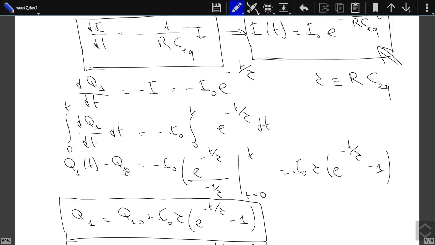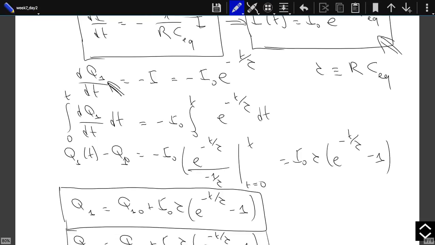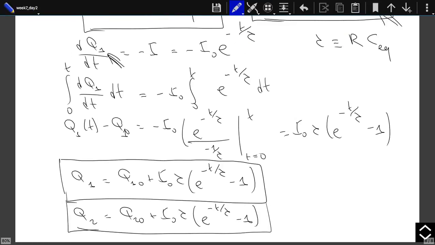But the equation satisfied by q2 is also identical. Here, instead of q1, you can just put q2, and you have the same equation, same derivation. The only difference will be that its value at t equal to 0 might be different. So that gives you, this is your q2.